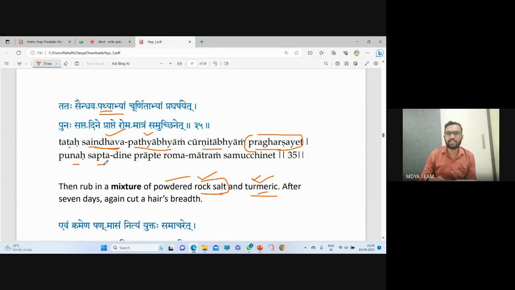And after 7 days, again you will do Chedan Kriya. Remember this point, please. Chedan Kriya, the Chedan exercise, you have to do 1 time in a week. And Chalan and Dohan regularly. Here he is telling Sapta Dine Prapti. After 7 days, again Roma Matram Samuchitam. Again the hair's breadth. Again we have to cut the bottom of our tongue. That is the Chedan exercise.